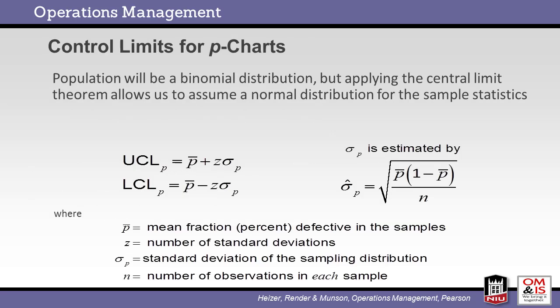Here we see the equations for the control limits for p-charts. We can assume a normal distribution where the upper and lower control limits are the mean fraction of defective units, p bar, plus or minus the z-value multiplied by the standard deviation of the samples, sigma sub p. Sigma sub p is estimated by the square root of p bar times 1 minus p bar, divided by n. N is the number of observations in each sample.